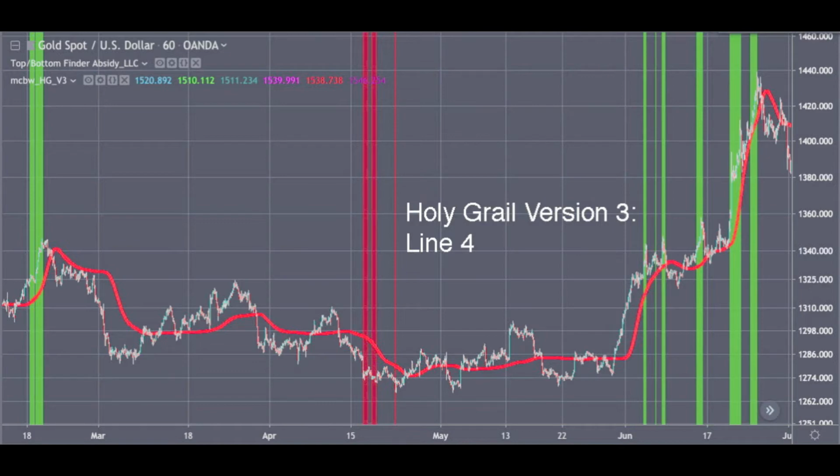Here we're looking at the 1-hour gold charts from roughly February of 2019 until July of 2019. Again, we're looking at the Holy Grail version 3, line 4, and the Market Top and Bottom Finder. Both of these indicators are on the chart. Here we can see on the far left, at the middle of February, the Market Top and Bottom Finder is signaling a potential market high. Now, if we just wait for this indicator to stop signaling, then we can assume that that's a good time to enter the bottom of a market.